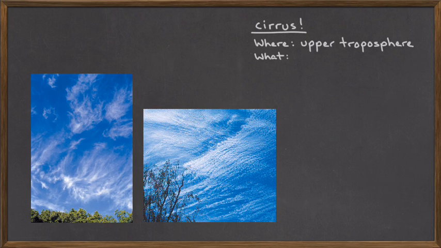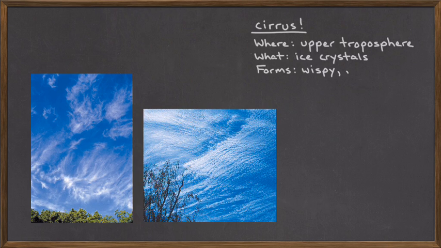And in particular, what are they made of? Well, cirrus clouds form very high in the sky, and that high up it's really cold. And so cirrus clouds are going to be almost entirely made of ice crystals. They're basically all ice crystals up there because it's so cold that the water droplets freeze.